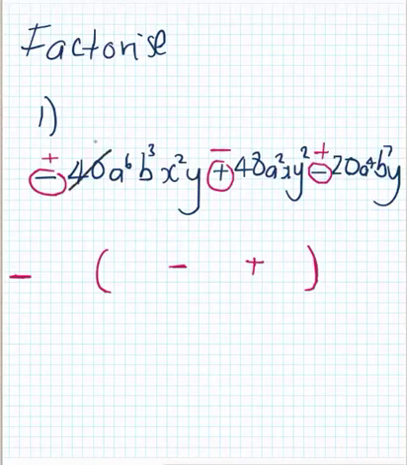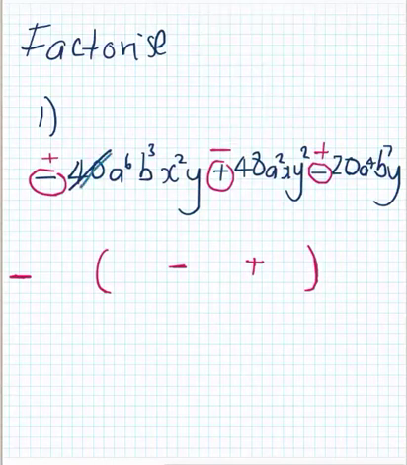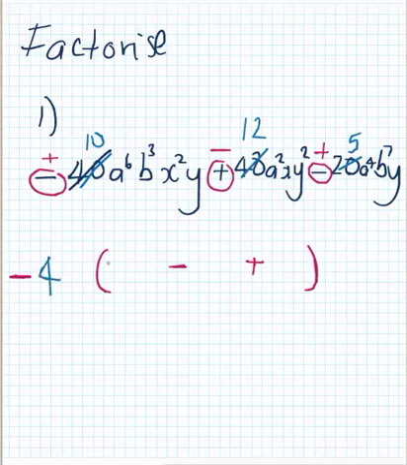40 divided by 4 is 10. 48 divided by 4 is 12. And 20 divided by 4 is 5. So 10, 12, and 5, I can see that there are no more factors that I can divide them by. So 4 was the highest factor. Leftovers, 10 in the middle, 12 on the end, 5.